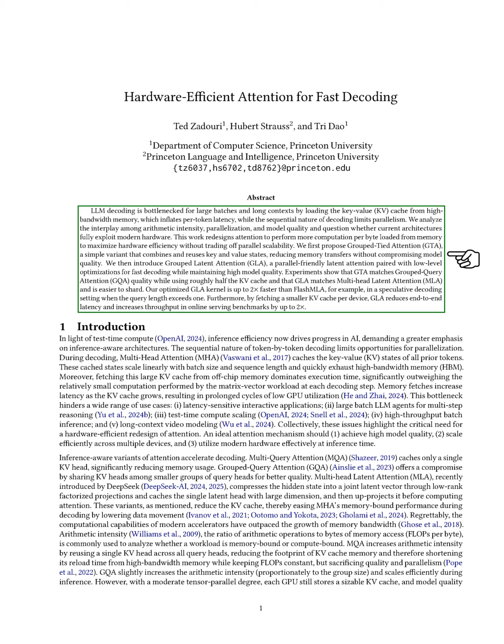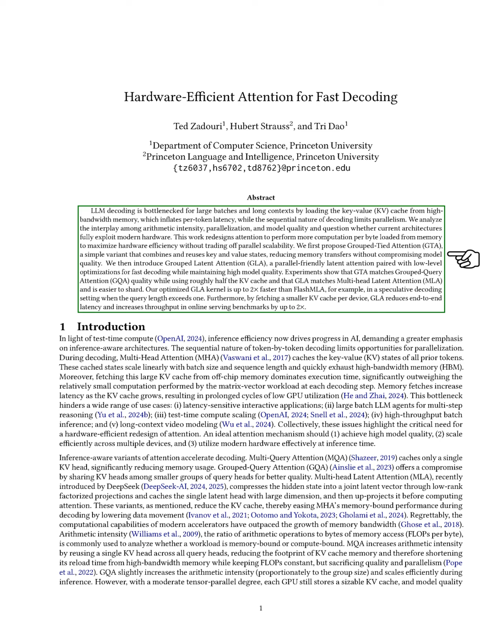The time taken to retrieve this large cache from off-chip memory often overshadows the actual computations we perform at each decoding step, leading to increased latency and underutilization of GPU resources. This issue affects various applications, including interactive systems, large language model agents, and high-throughput inference tasks. To address these challenges, we recognize the need for a more efficient redesign of attention mechanisms. An ideal solution should maintain high model quality, scale well across devices, and effectively use modern hardware during inference.